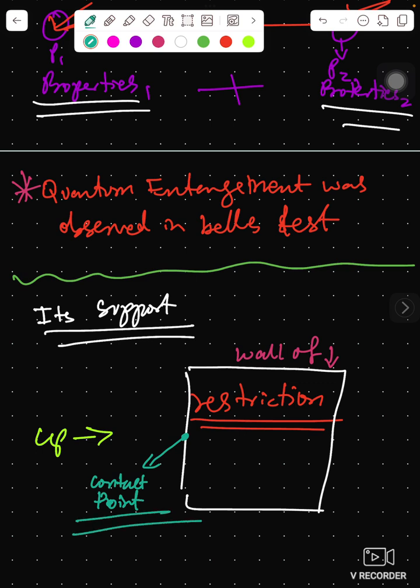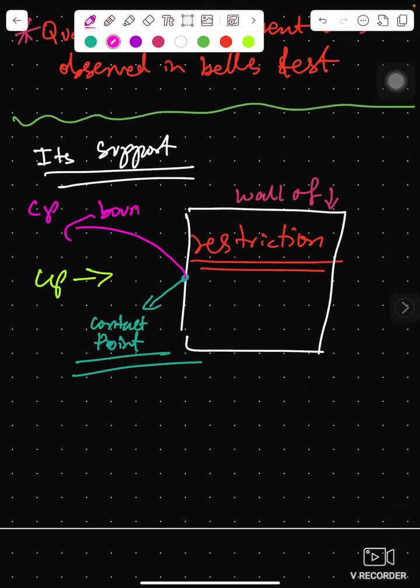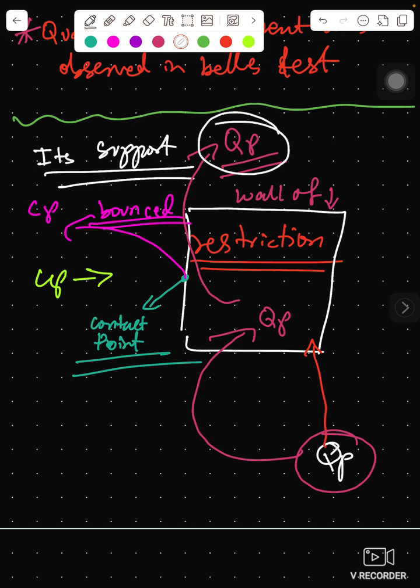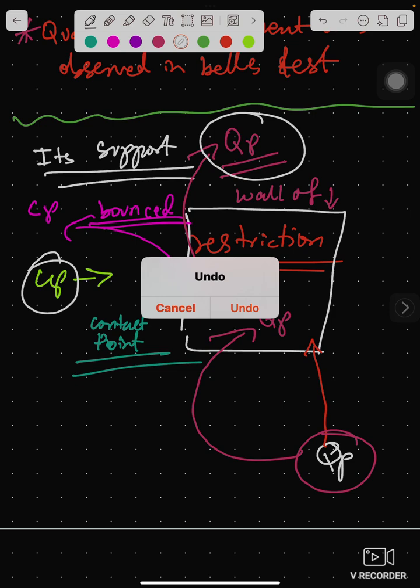What happened at the contact point? Classical physics bounced off, but here comes quantum mechanics majestically with its weird behavior and phenomena. We observe quantum mechanics actually passing through and reaching here. So this is the difference between quantum mechanics and classical physics. It doesn't have any restrictions or boundaries.